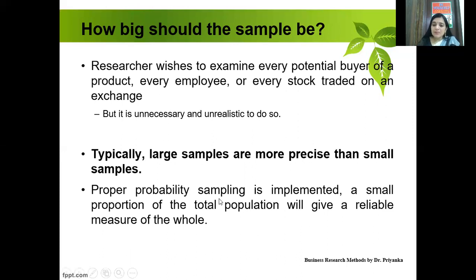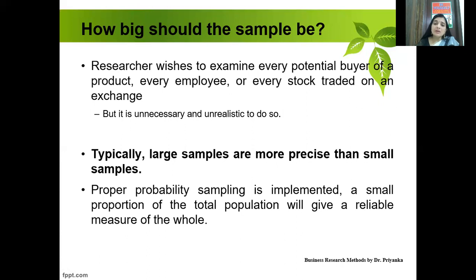Proper probability sampling is implemented, and a small portion of the total population will give a reliable measure of the whole. For example, you have 1,000 people as part of your target population. If you interview just 10 people, it will not make any sense. It will not give you accurate results for that particular study. But you should at least select 100 people out of 1,000, at least 10% of that population, right?